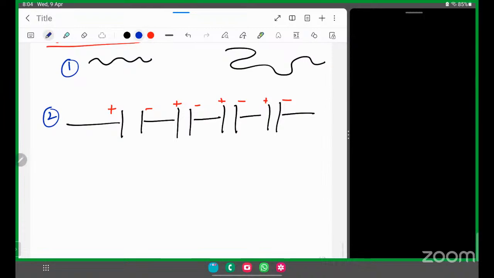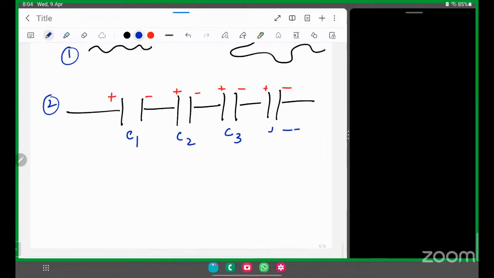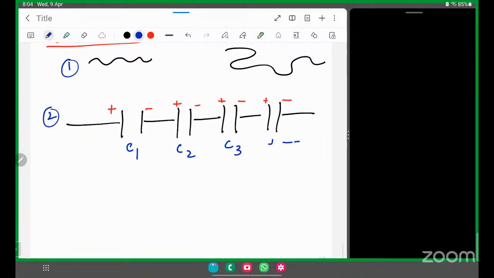Let's say capacitance of this capacitor is C1, for this C2, C3 and so on, and we want to have net capacitance or resultant capacitance in series combination. So the formula goes like 1 upon net capacitance in series combination, 1 upon Cs is equals to 1 upon C1 plus 1 upon C2 plus 1 upon C3 plus dash dash dash.